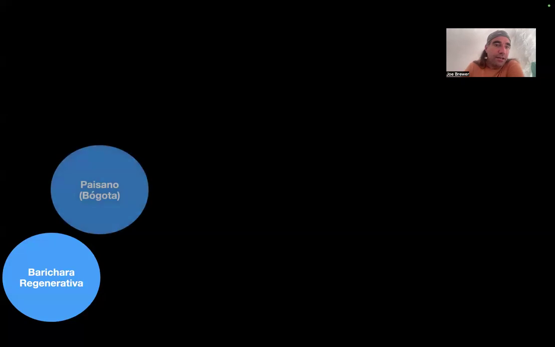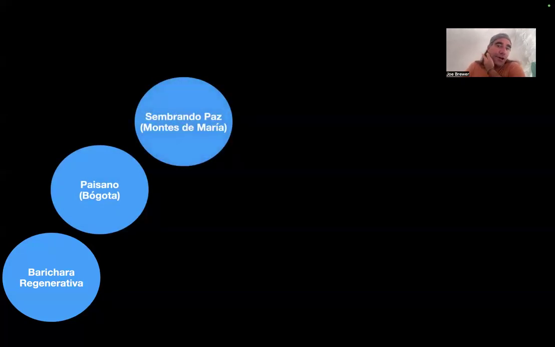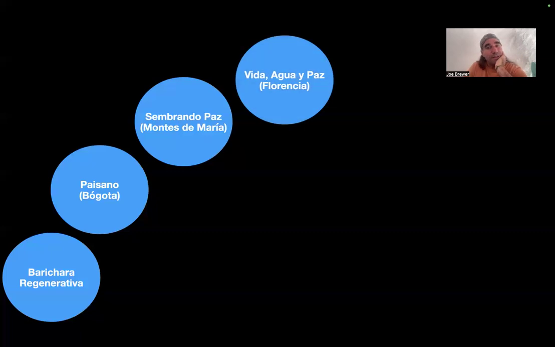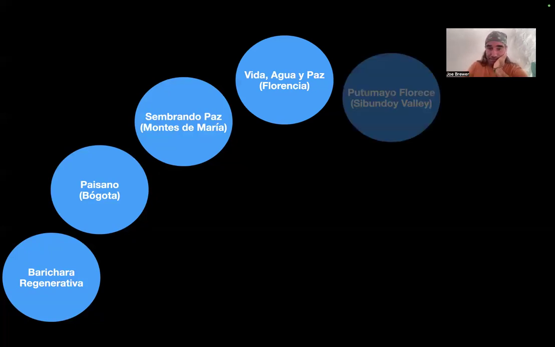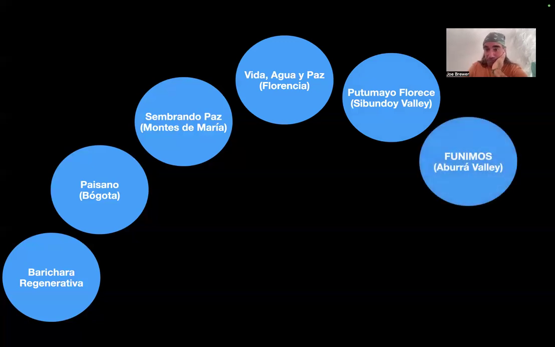So we have Barichara Regenerativa, which is the one that we created here. Paisano, which is based in Bogota. Sembrando Paz, which is in a tropical dry forest region called Montes de Maria on the Caribbean coast. Fundación Florencia Vida Agua y Paz, which is the one we're going to talk about in a moment. That's the group that invited us to Florencia. Putumayo Florece, which is the group in Putumayo.